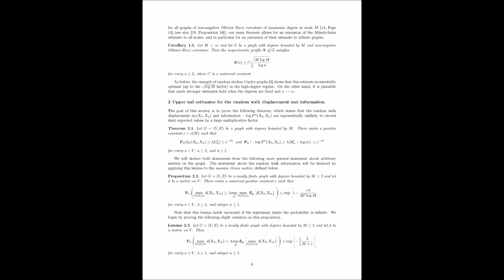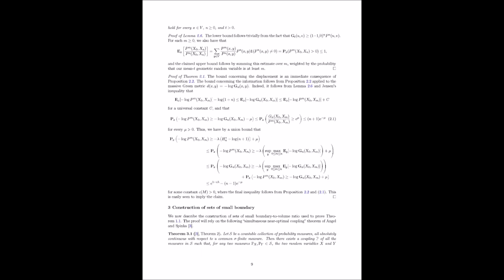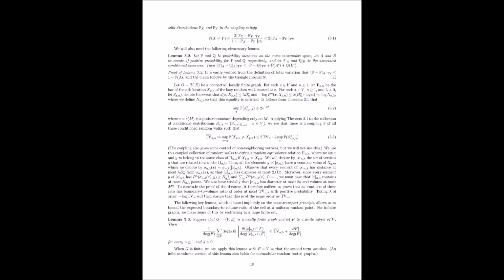Now, before we wrap up, I'd love to circle back to the proof of Theorem 1.1. We kind of glossed over some of the finer points earlier. Right. But there were some really ingenious steps in there that I think our listeners would appreciate. Definitely. Especially that construction of sets with small boundary to volume ratios that was achieved through that simultaneous near-optimal coupling of random walks. Right. Now, we talked about how that coupling based on Theorem 3.1 by Angel and Spinka helps synchronize those random walks and minimize their divergence.